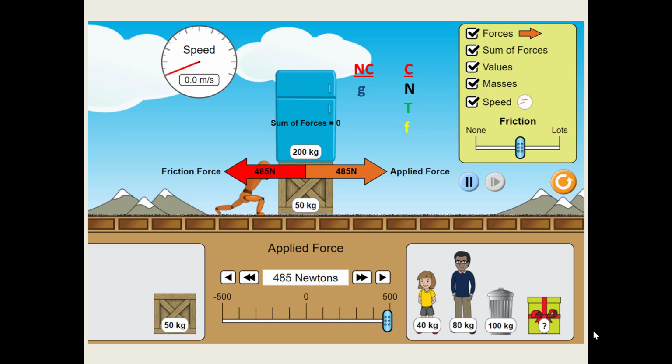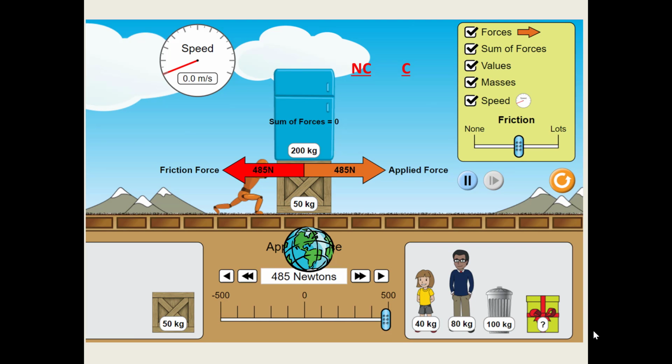Okay, so I want to list my non-contact forces, gravity, and my contact forces, normal, tension, and friction. The object that we're interacting with for gravity is the Earth. So let's identify those things, the crate and the Earth, and the refrigerator and the Earth. Let's go to our contact forces, any place where two objects are pressing against each other. I can see between the crate and the ground, the refrigerator and the crate, and SimMan and the crate.